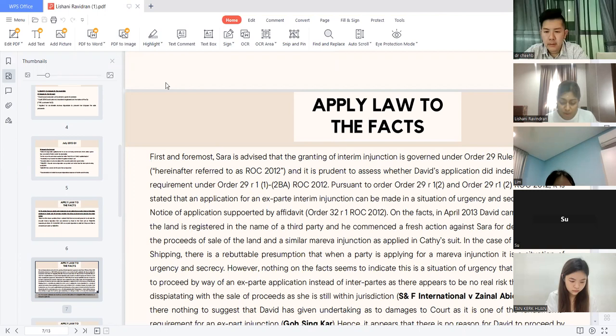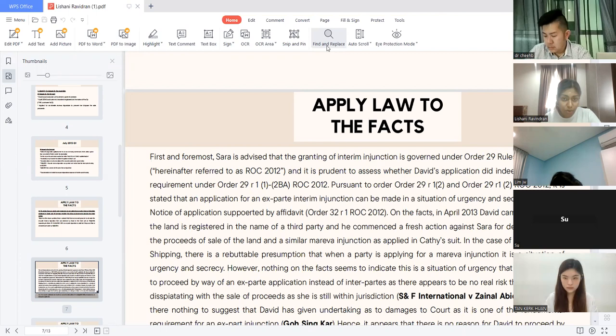The third one: the plaintiff may not make such an application before the issue of the originating process, that means your writ, except where the case is one of urgency. What they're telling you is that you must issue your originating process first, that is the general rule. You must issue, then you go with your injunction application. However, in some situations where you require urgency or secrecy, you can proceed without issuing your originating process. You proceed to apply for the injunction first ex parte, where the case is one of urgency, and in that case, the injunction applied for may be granted on such terms, if any, as the court thinks fit.